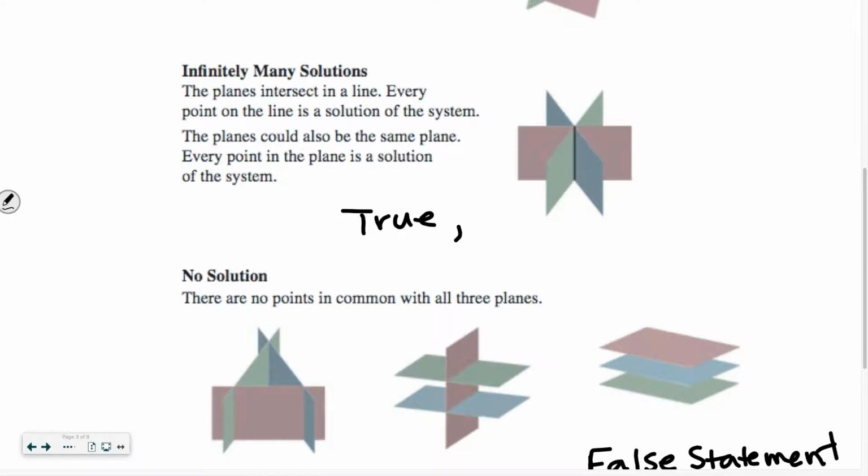So generally, it's something like 0 equals 0, and then you have infinitely many solutions. So those are the same as 2 variables and 3 variables. All your x's, y's, and z's just disappear. And you have infinitely many.